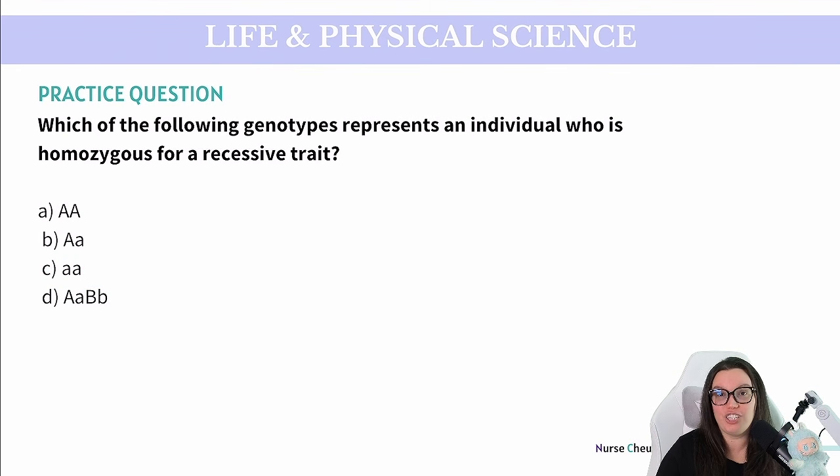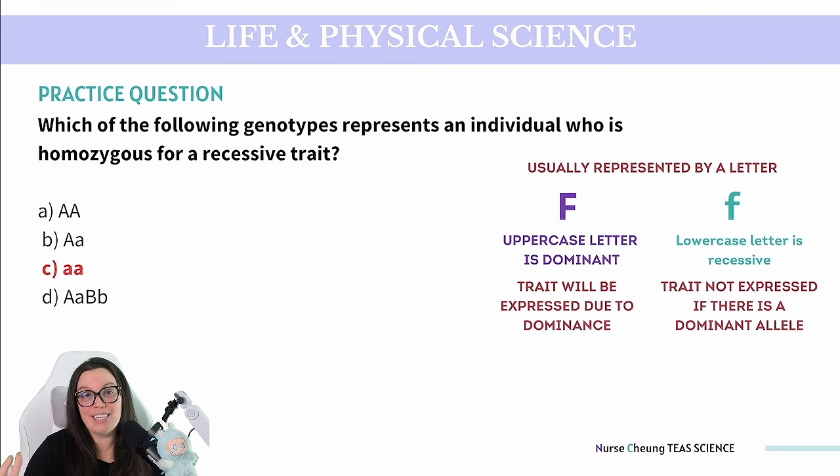Which of the following genotypes represents an individual who is homozygous for a recessive trait? Is it capital A, capital A; capital A, lowercase a; lowercase a, lowercase a; or capital A, lowercase a, capital B, lowercase b? As we discussed previously, the correct answer is going to be C. In order for us to have a homozygous recessive trait, that means 1, the letters need to be the same, right? And 2, they're going to have to both be lowercase. So C meets that qualification.